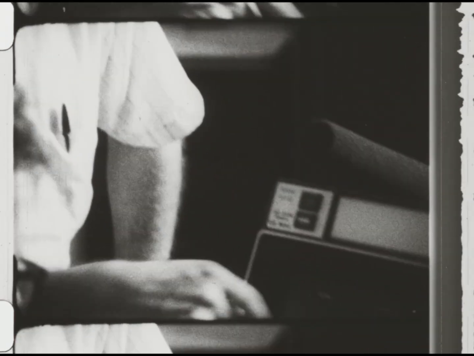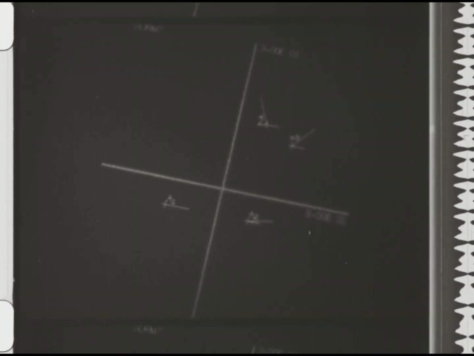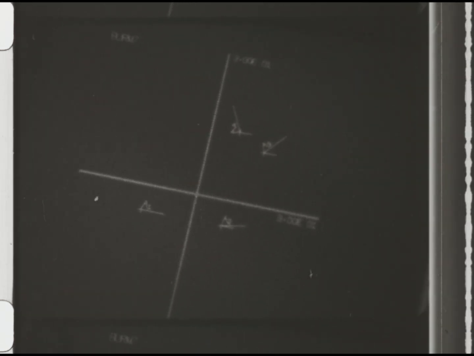Just for the fun of it, Walt is in the process of putting in some random disjointed design positions for a leg. Walt, why don't you show us the poles of rotation?